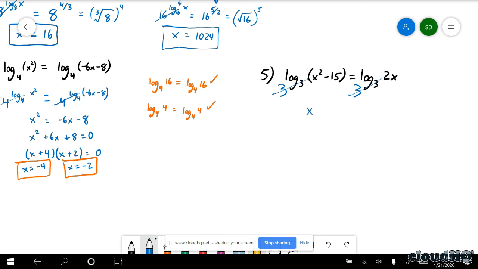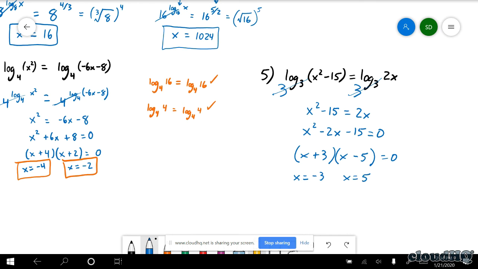So now I have x squared minus 15 is equal to 2x. I want to set it equal to 0. I want to slide the negative 2x in there before I get to the 15. Looking for two numbers that multiply to negative 15, that add to negative 2: 3 and negative 5. So if x plus 3 equals 0, we get an answer of negative 3. If x minus 5 equals 0, we get an answer of positive 5.